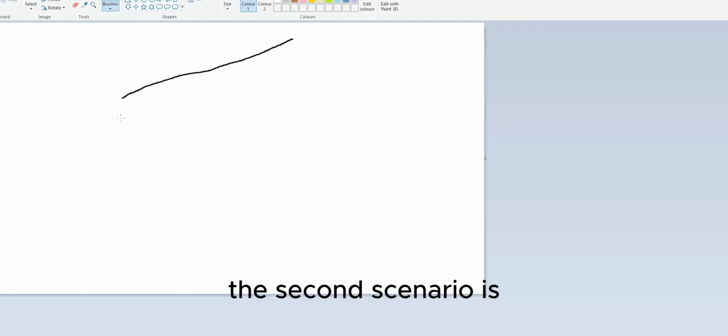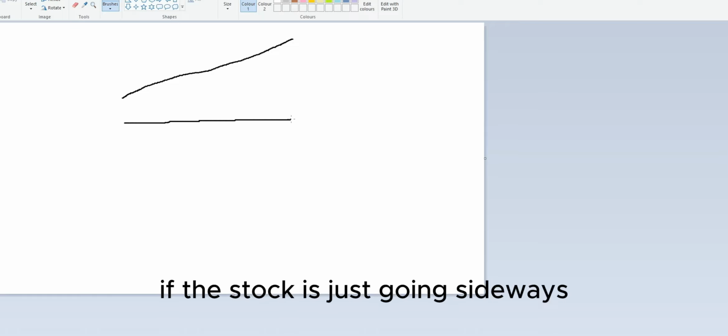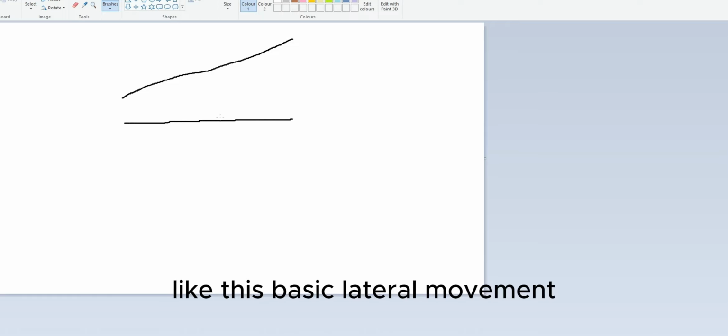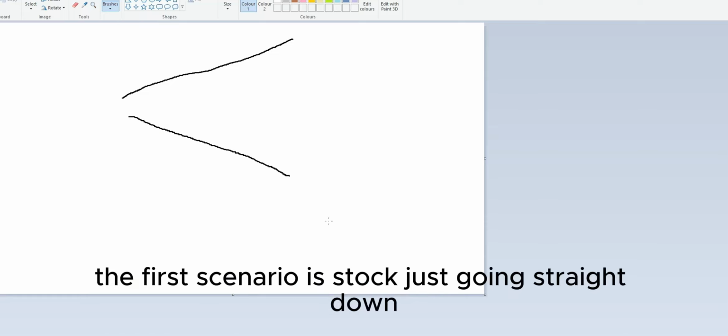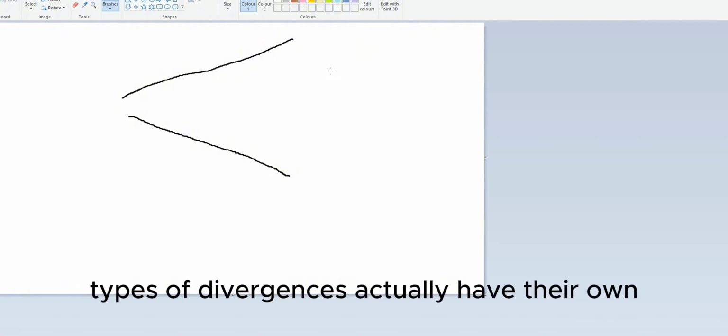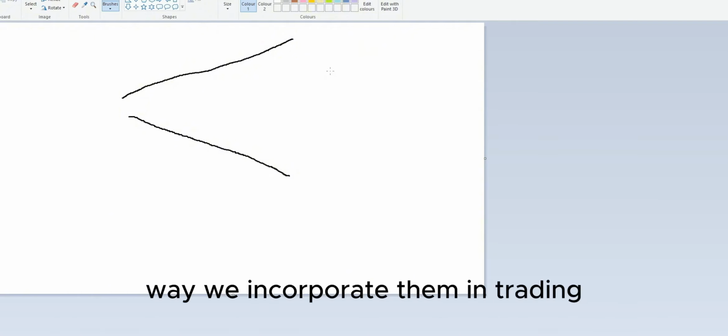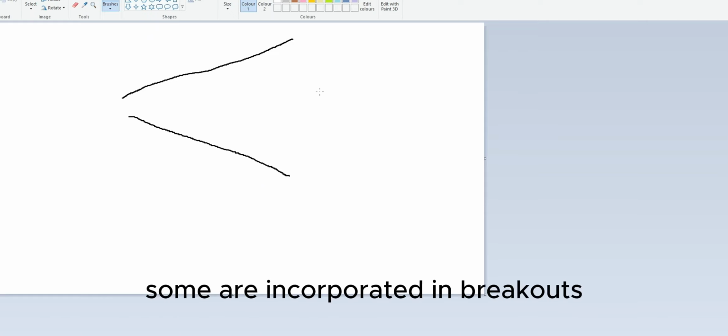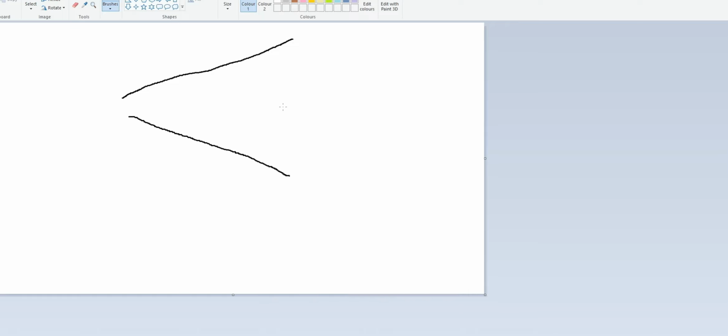The second scenario is if the stock is just going sideways, like this basic lateral movement, and of course the third scenario is the stock just going straight down. Now all of these types of divergences have their own way we incorporate them in trading. Some are incorporated in breakouts, some in pullbacks.